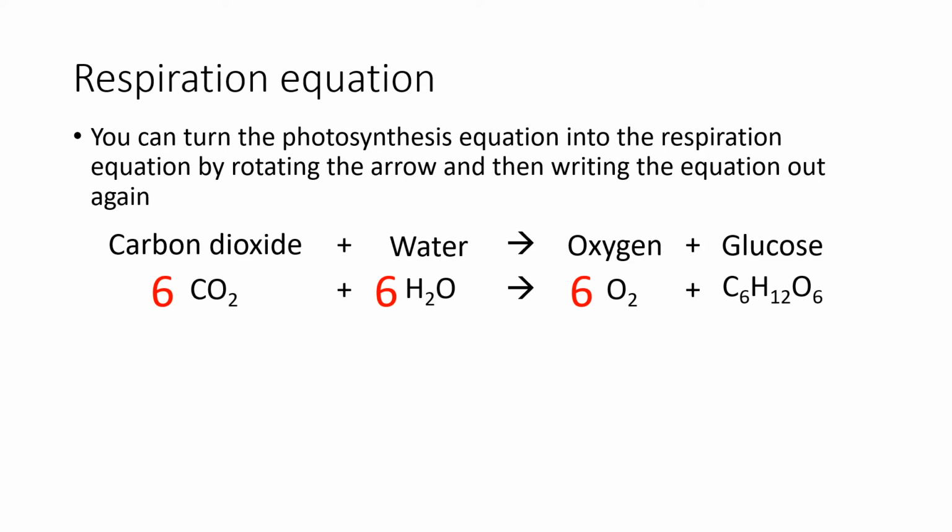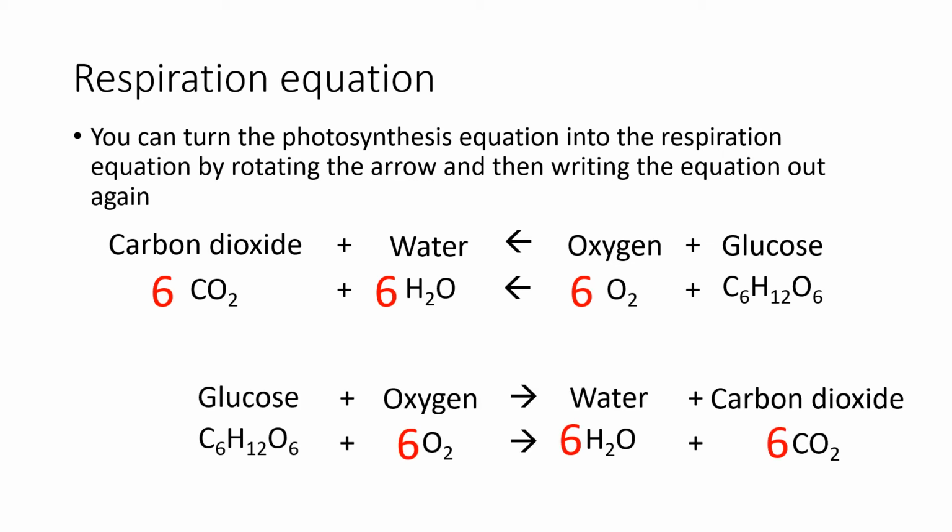To get the equation for respiration, all we do is simply rotate the arrow and then rewrite the equation so it reads the correct way round, and we should have glucose plus oxygen is converted into water and carbon dioxide. And that's the equation for respiration. You'll notice the chemical formula is exactly the same with the 6's in front of all the small chemical symbols.